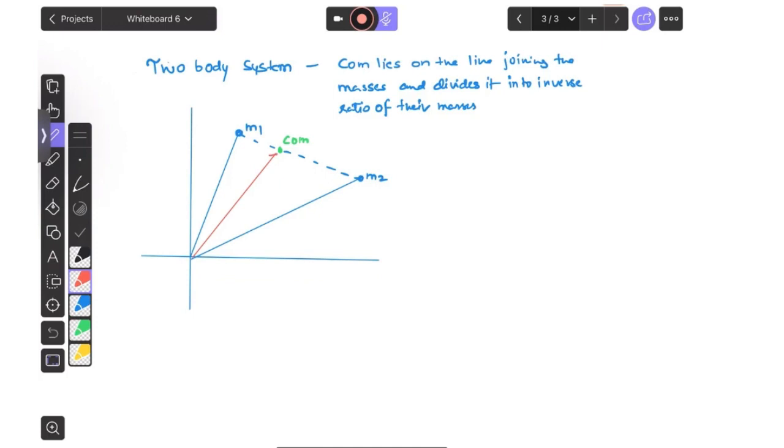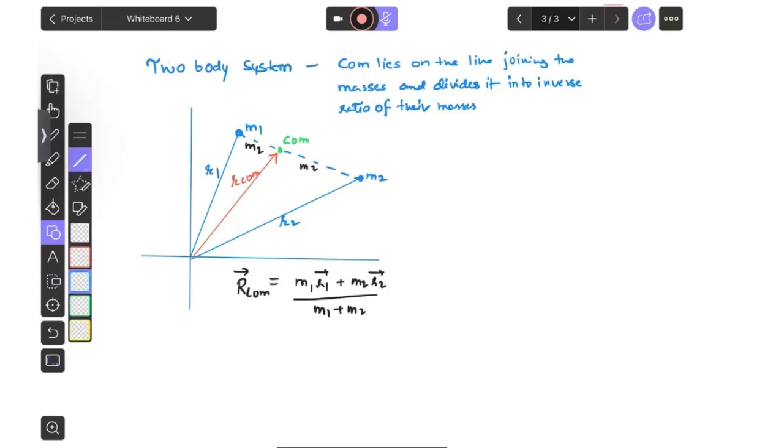Wherever the center of mass is, suppose its position vector is RCM, and the position vector of M1 is R1 and of M2 is R2, then the line joining them will be divided in the inverse ratio of their masses. So RCM is going to be the same as the section formula that you know: M1 R1 plus M2 R2 by M1 plus M2.